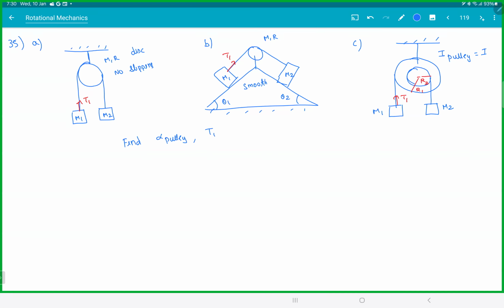It doesn't matter. You can choose M1 or M2, whichever is greater. First one, you goofed up. I think you're getting the signs wrong. Here, all are not in the same direction. You have to be careful here. See the first one.